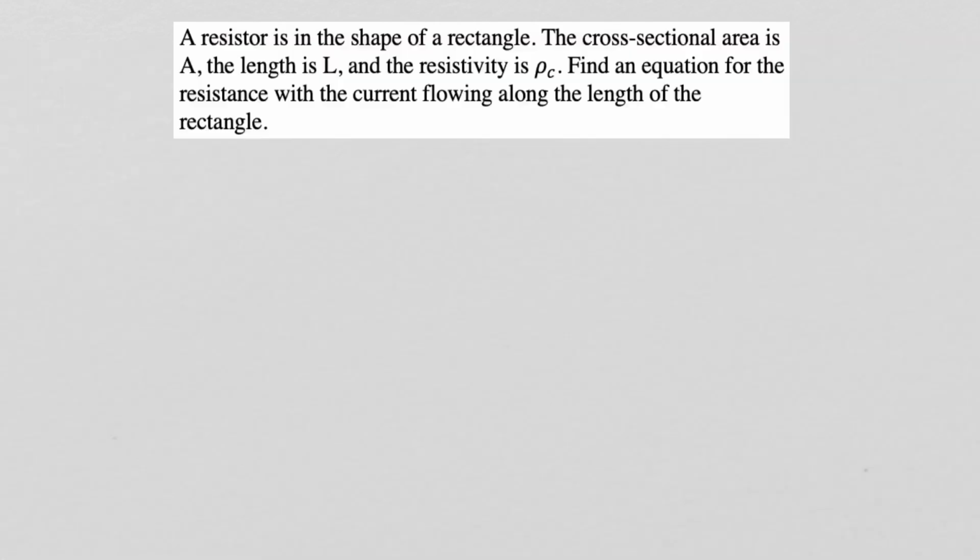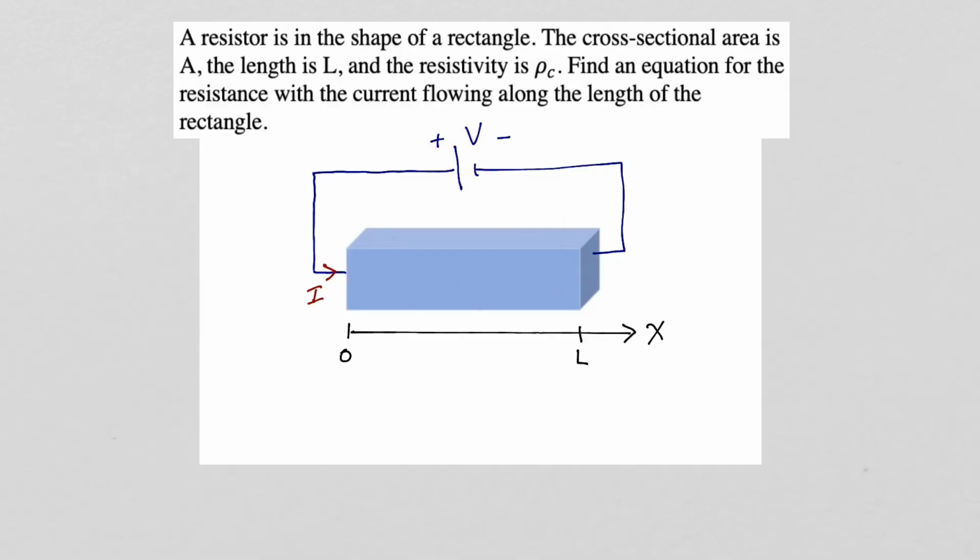As always, we start by drawing a figure. So here's the resistor with the voltage applied, and so there's a current I flowing. So with this applied voltage, we need to find the corresponding current, and the ratio of the voltage to the current will be the resistance we're looking for.